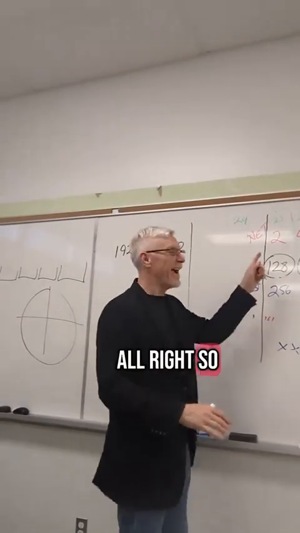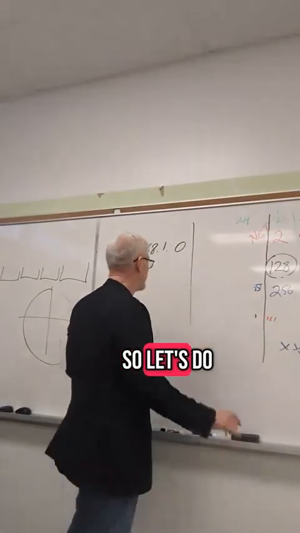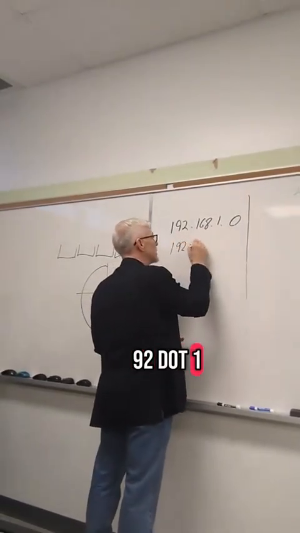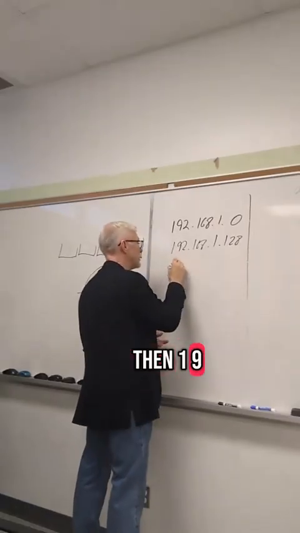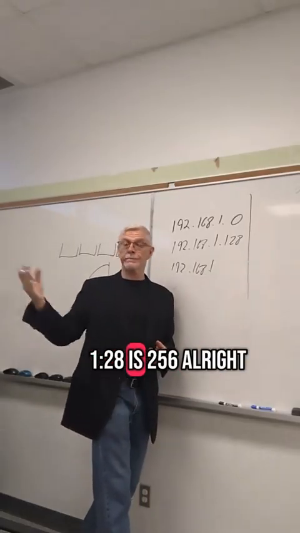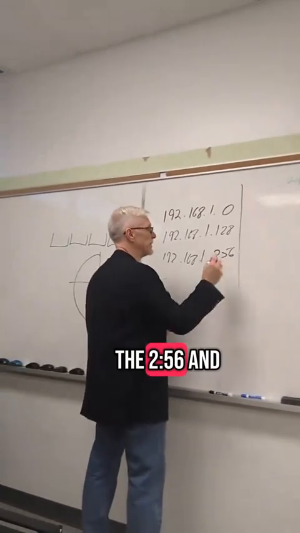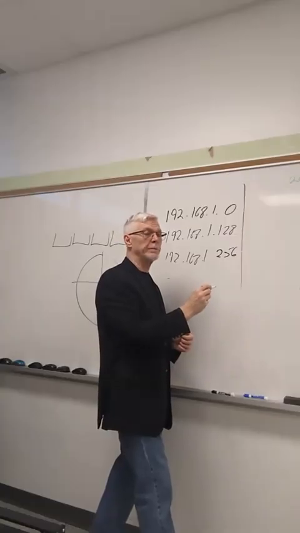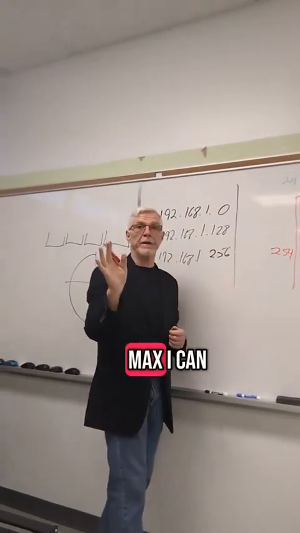All right, so 2 incrementing by 128, right? So let's do that. 0 plus 128 is? This will be 192.168.1.128 for the second network, right? Then 192.168.1, I'm going to do the last one just so I can do the math. 128 plus 128 is? 256, right? So I use the 256, and I'm going to just show you with the broadcast address. 256 minus 2, Amelia? 254, which tells me I am done with my Class C network, right? Because that's the max I can get.